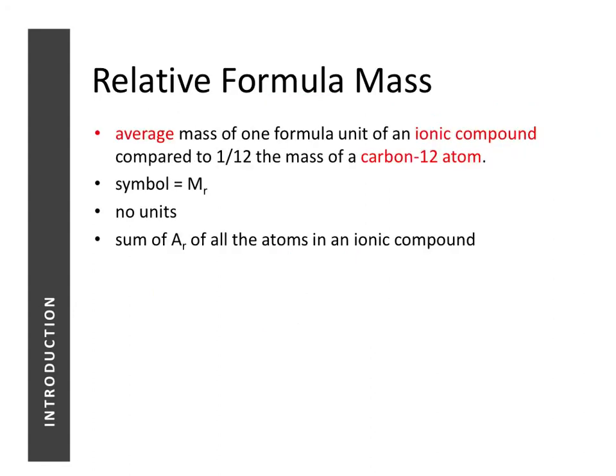So as mentioned, the relative formula mass is the average mass of one formula unit of an ionic compound compared to the carbon-12 atom. Now what is one formula unit? When we write the formula of an ionic compound, for example copper 2 sulfate or calcium oxide, whatever we have written down is one formula unit of the ionic compound. It has the same symbol as your relative molecular mass, Mr, and for one last time, all relative masses have no units. How we obtain the value is to sum up the atomic masses of all the atoms in the ionic compound.